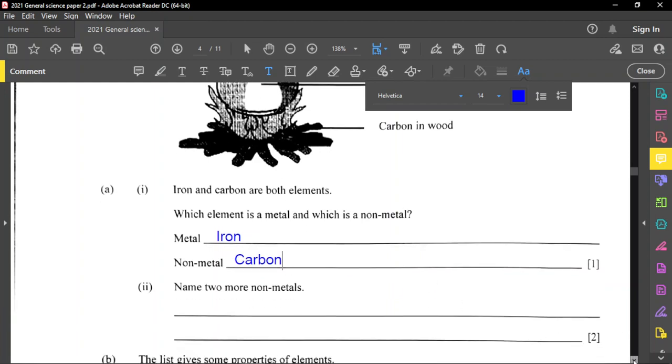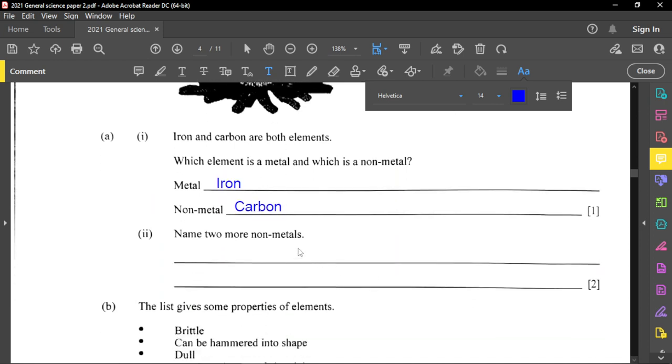So it asks you to name other non-metals, and there are many non-metals that you can list here, so it's very difficult for you to get this wrong, especially if you know the periodic table. But what I'm going to do is list some very common ones that I think you need to know. Sulfur is one that I know you need to know for sure.